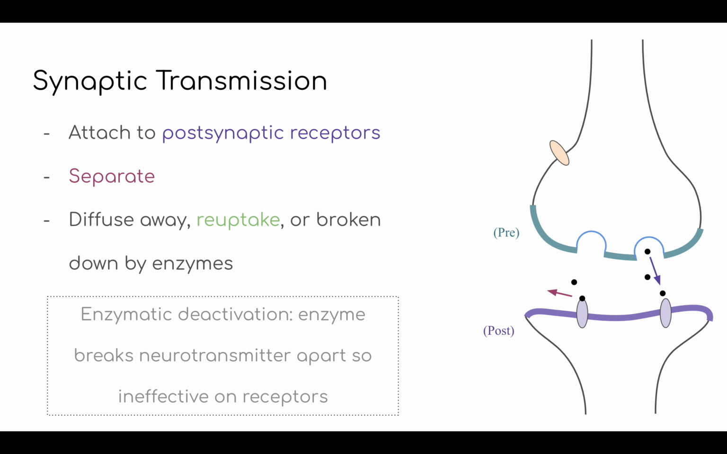We're talking about synapses. So, back to these neurotransmitters, they then separate from the receptors, after which they might diffuse away, or they might be transported back into the presynaptic neuron by transporter proteins in order to be recycled, and that process is called reuptake, or they might be broken down by enzymes in the synaptic cleft, and that process is called enzymatic deactivation.